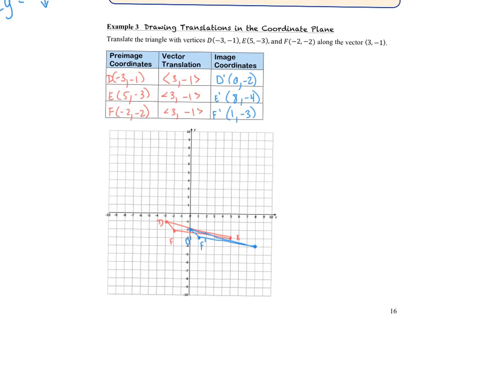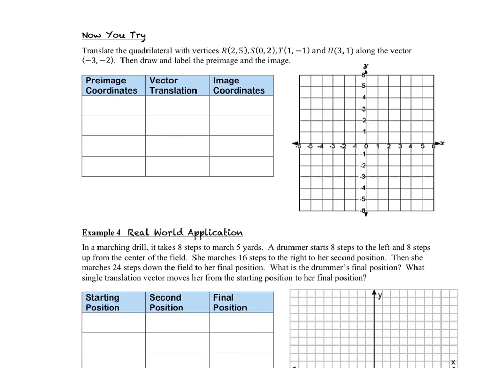Okay, so let's see what happened then. So basically we're translating. From the D to the D prime, we went down 1 and to the right 1, 2, 3. So that's a -1 on the y and +3 on the x, which is exactly what we have in our vector translation. And so you could check that with each point to make sure. So from F to F prime, it's down 1 to the right 1, 2, 3. And for E to E prime, it's down 1 and to the right 1, 2, 3.